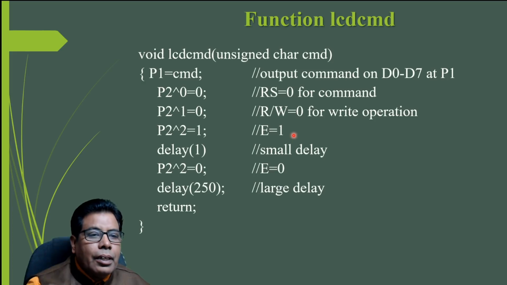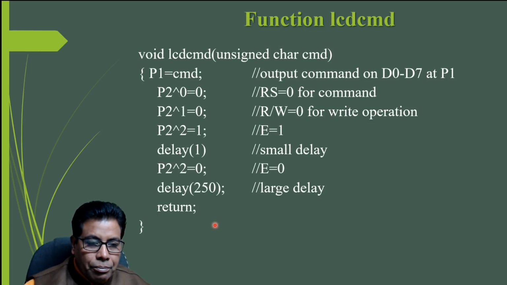So high to low transition. Then we'll give a delay of 1 millisecond and then make it low, so P2.2 is equal to 0. That will make the enable pin low. Then we give a large delay, delay 250. So we are passing this parameter 250. It will produce a delay of 250 milliseconds. Earlier it was just 1 millisecond, here it is 250. And then we return to the main function.